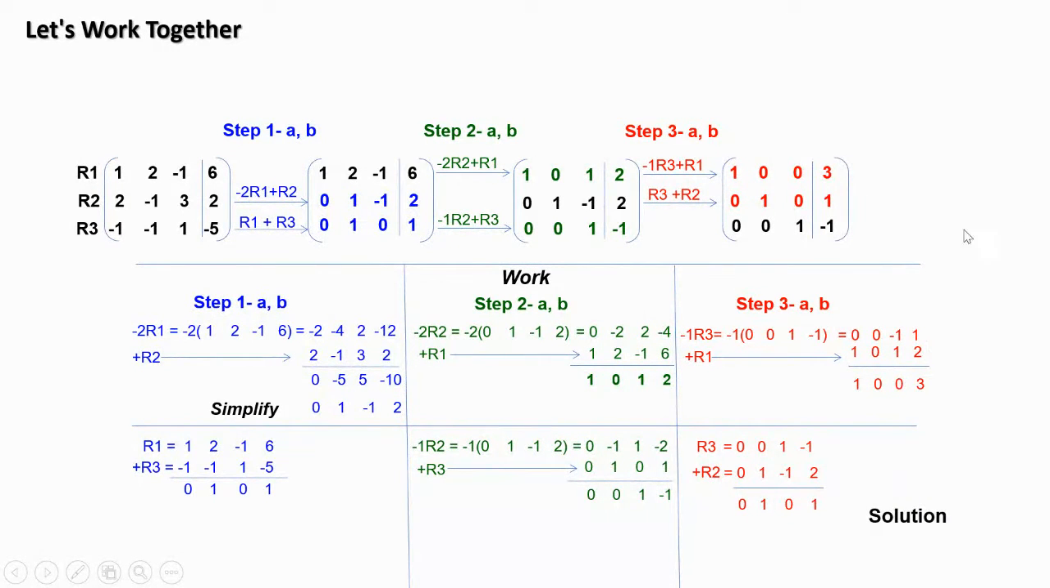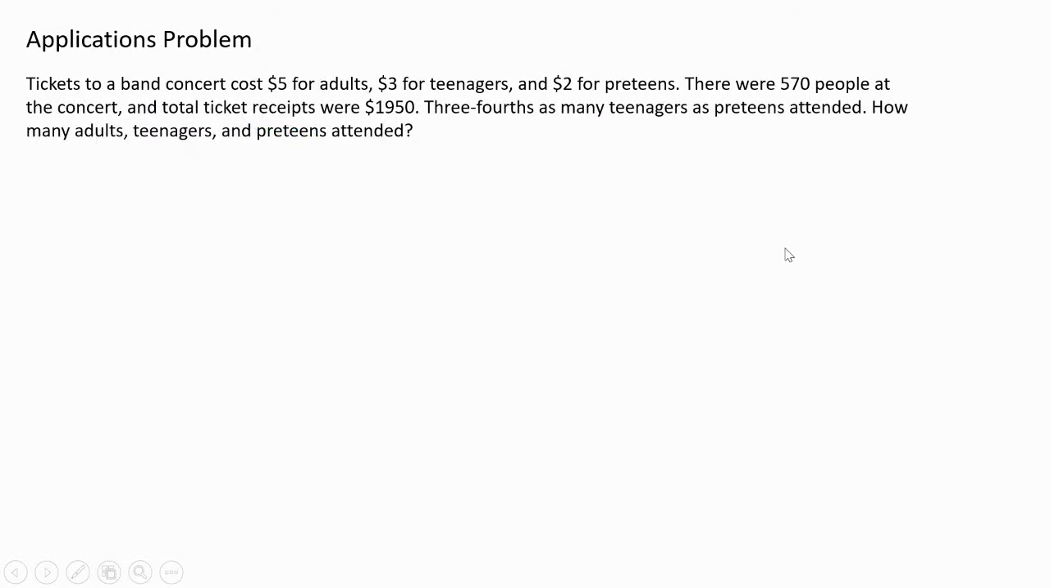So here's my solution. It's going to be 3, 1, -1. That's the answer for x, y, z. That's my answer. Okay, now I believe I have one more to go.